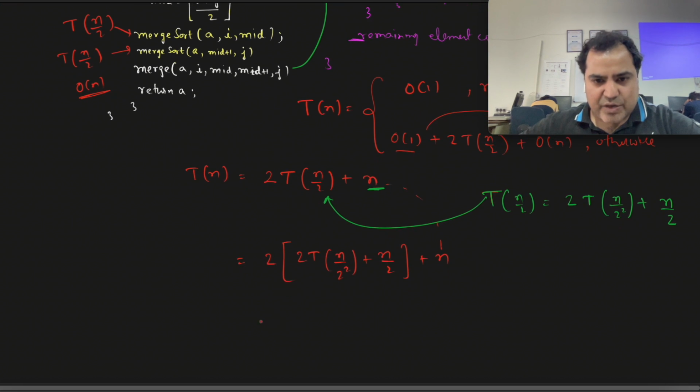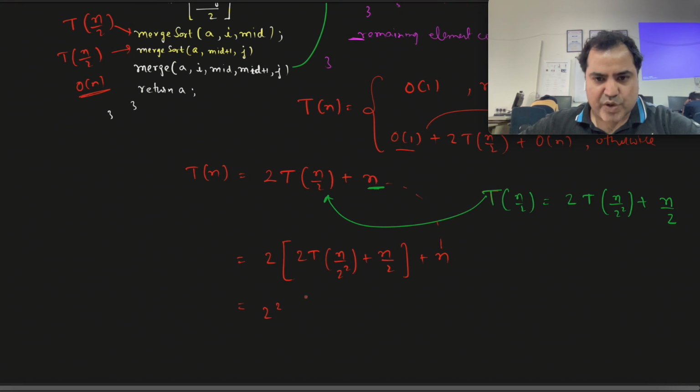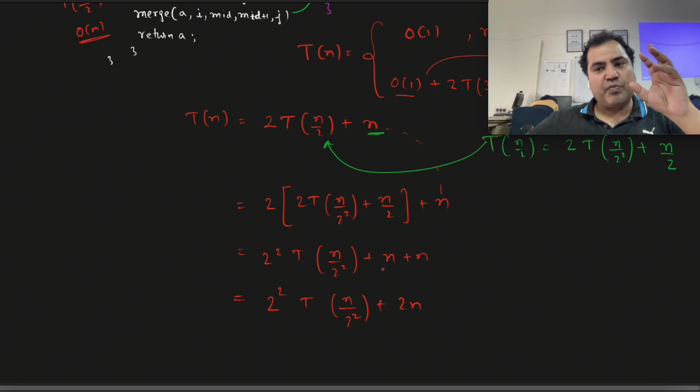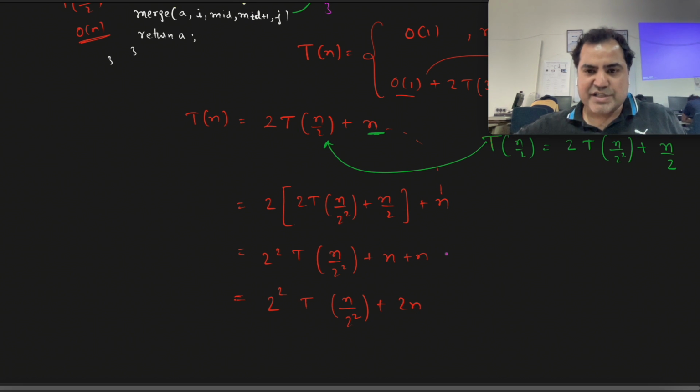Now if we multiply by 2 here, it is 2 squared T(n/2 squared), and the 2 and 2 get cancelled, so it is n plus n. So in the second step it will come as 2 squared T(n/2 squared) plus 2n. Why am I focusing on the second step? You can repeat it for n/2 squared also. In the third step 2 cubed will come. So in the second step it is 2 squared and 2n here.